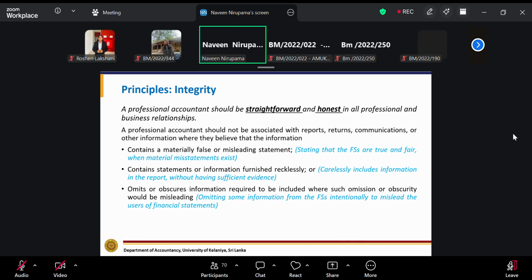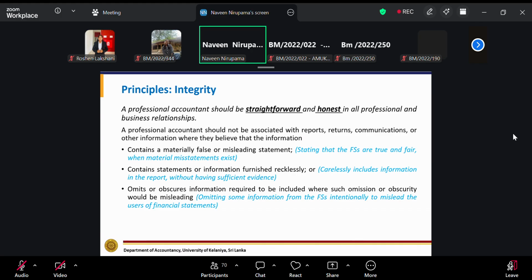That means when preparing the financial statements, the professional accountant should comply with integrity and should be an honest person. Then the financial statements should be true and fair. If there are any material misstatements, they should disclose them.